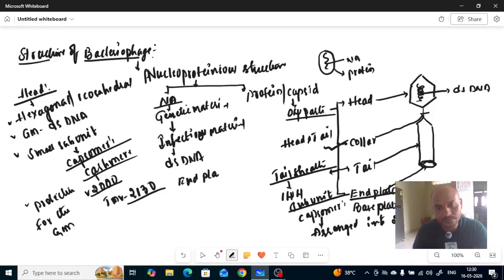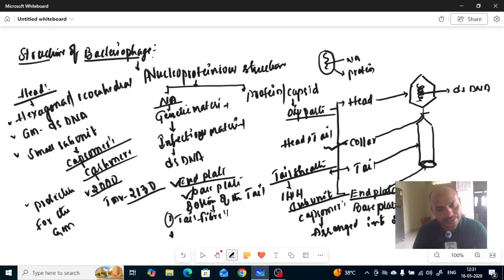The end plate is also called the base plate. This part is present at the bottom of the tail. From the end plate, or base plate, at the bottom of the tail, there are two structures which arise. They are tail fibers, and the second structure is called tail pins.